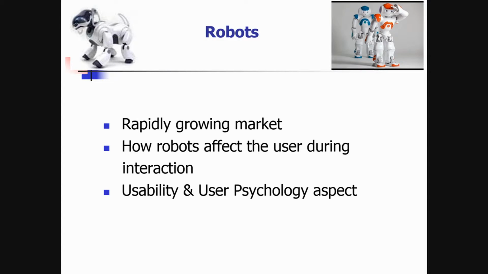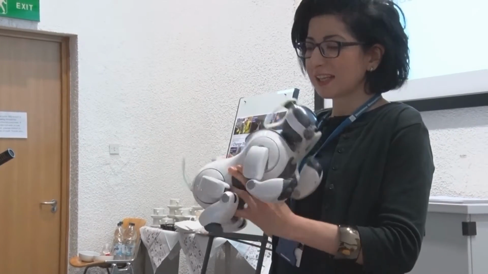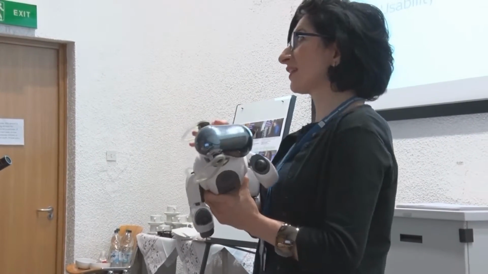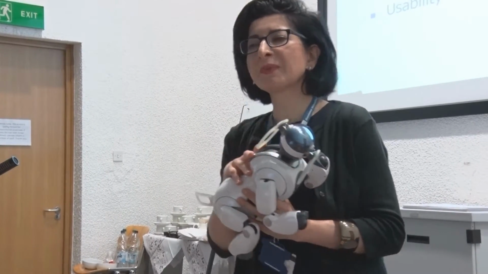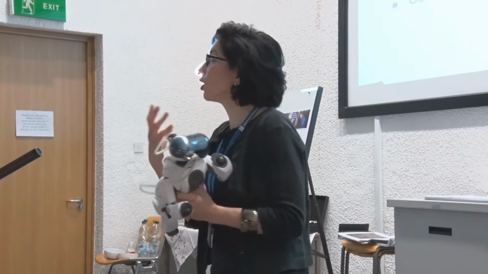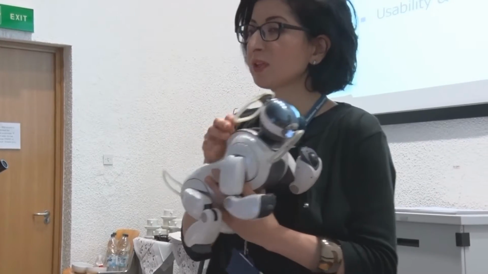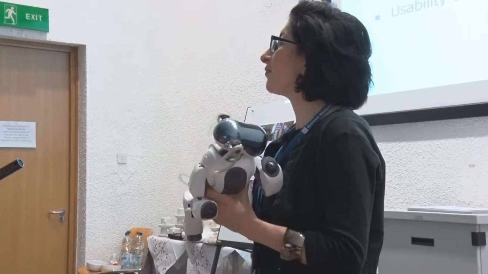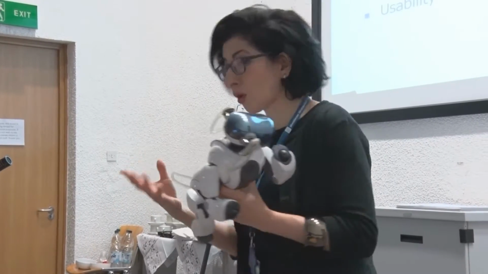Now, another area is robots. It's a growing area, and I have a little robot here called Ibo. Ibo actually can walk, it can talk, it can take pictures. So what we're looking at is how do humans interact with these characters, especially nowadays when a lot of people are living on their own, and there's a lot of loneliness. So some researchers are trying to see if these can be used as companions, and maybe keep those lonely individuals happy all day long.